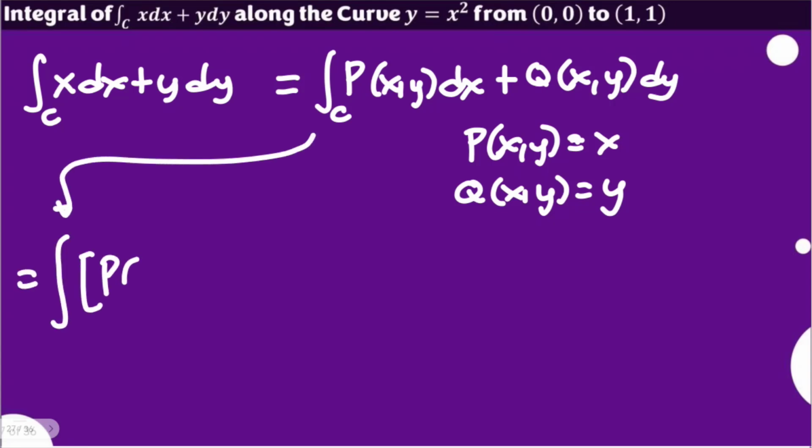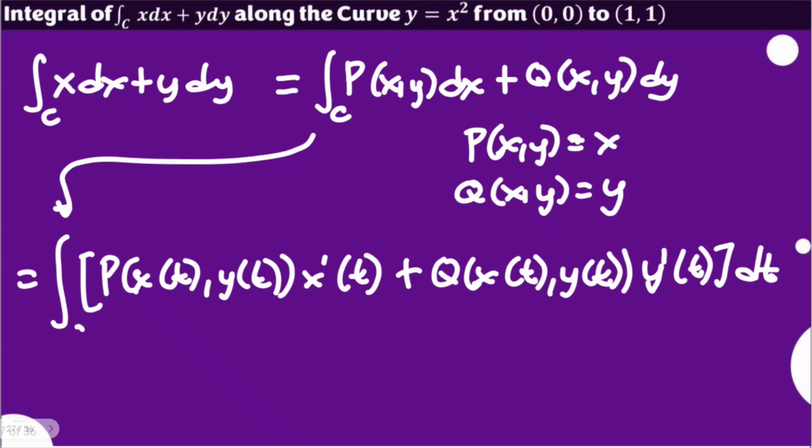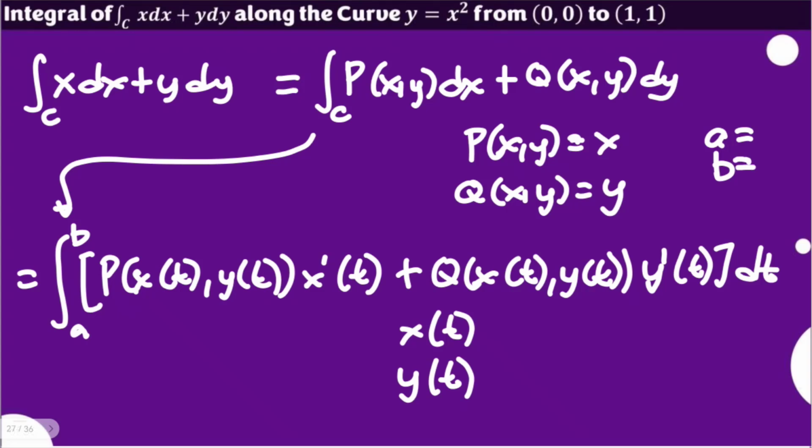You have here P of x of t and y of t times the first derivative of x of t plus Q of x of t, y of t times the first derivative of y of t dt from a to b. So what we need to do here is to identify the x of t and its first derivative, y of t and its first derivative, together with a and b values so that we can actually solve for the real line integral. Now, for our a and b, it's clear that it's from 0 to 1.